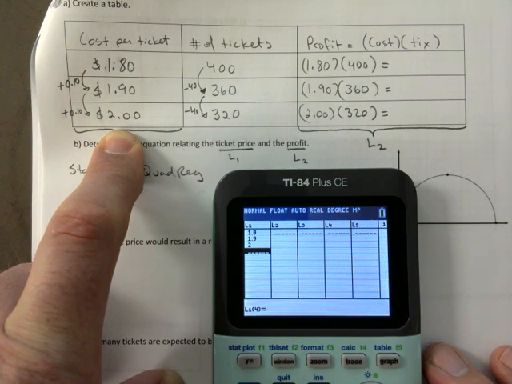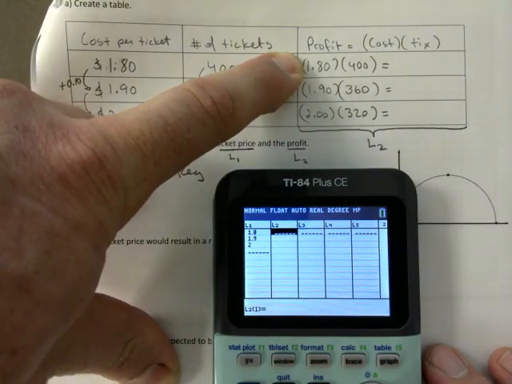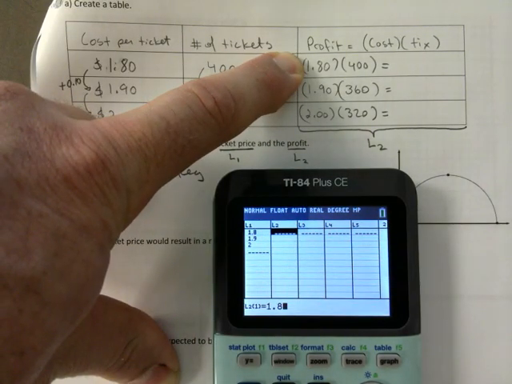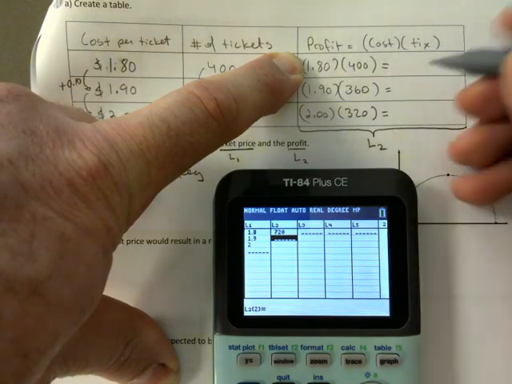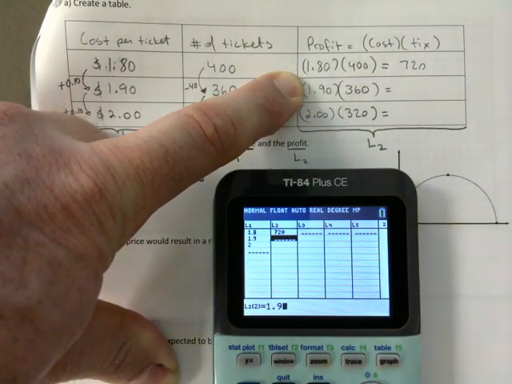Then we go over to L2. You're not going to enter the number of tickets. You're going to enter this. So watch what I do. I go 1.8 times 400 on my calculator and I hit enter, and then you just write this down, right? That's 720, 1.9 times 360, right into that cell.